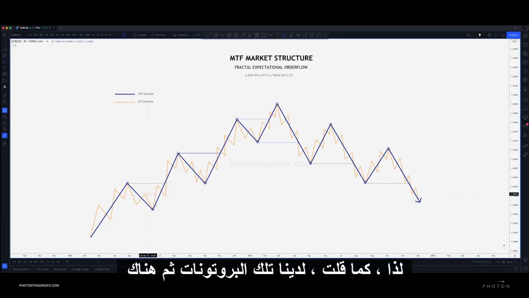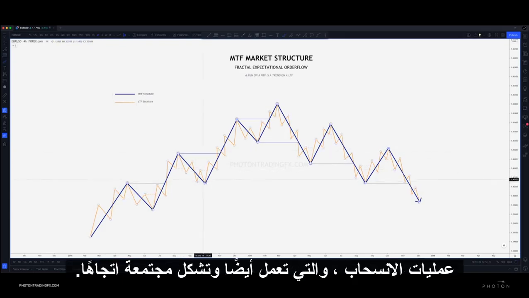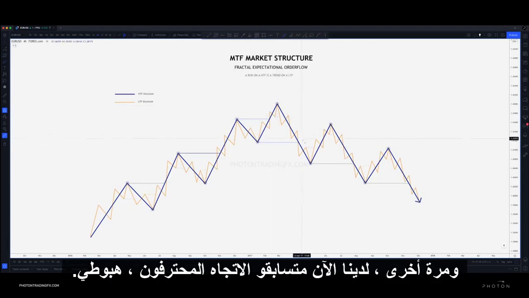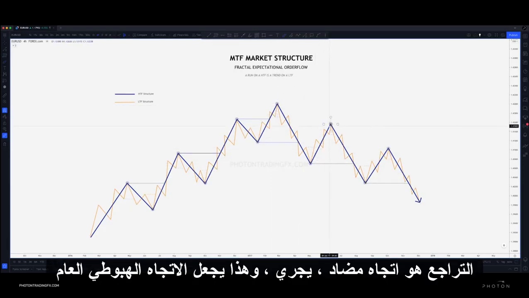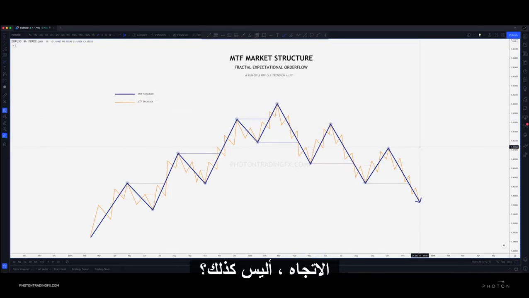So like I was saying, we have those pro-trend runs, and then there's pullbacks, which are also runs, and they collectively make up a trend. And then again, we have the pro-trend run is now bearish, the pullback is a counter-trend run, and that makes an overall bearish trend, right?